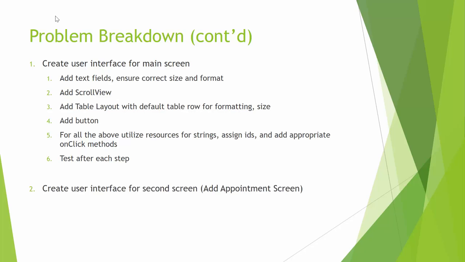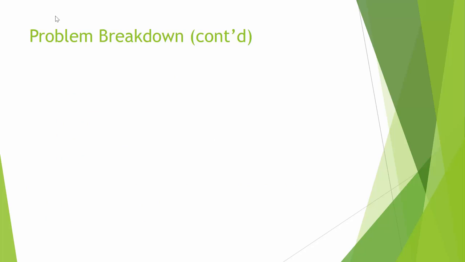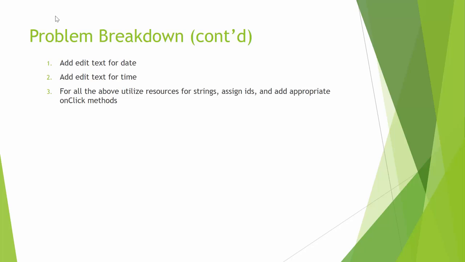After I'm done with all of that, I'm going to create the user interface for the second screen. This is the Add Appointment screen. This is going to include adding an edit text field for the name at the top. I'm then going to add a spinner for the appointment type. I'm also going to add an edit text for the date, an edit text for the time, and then two buttons at the bottom for the cancel and for adding the appointment. For all the above, I'm going to utilize resources, assign IDs, and add appropriate on-click methods. And then I'm going to test after each step.